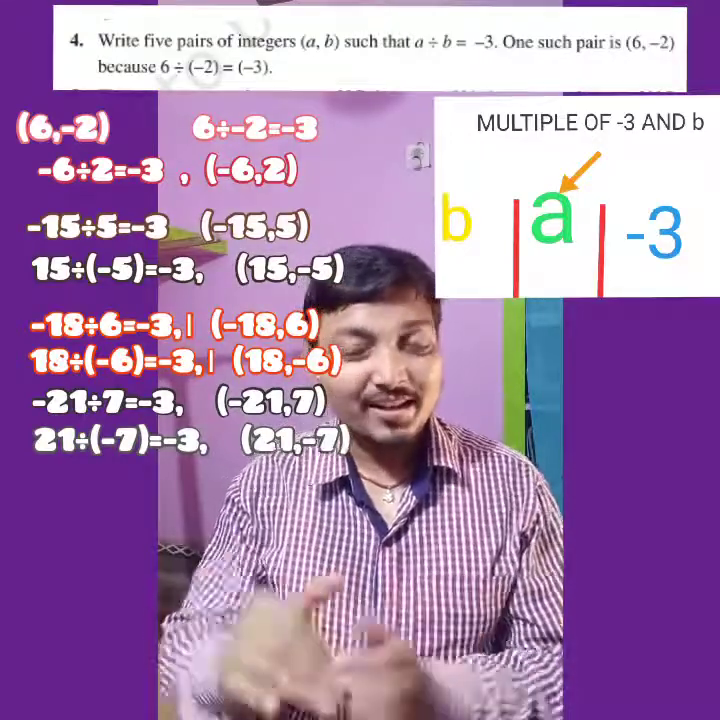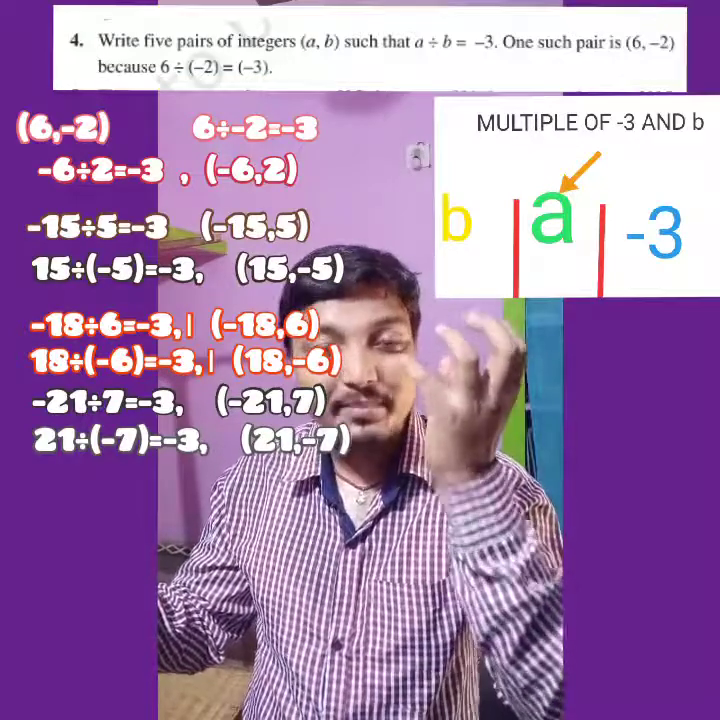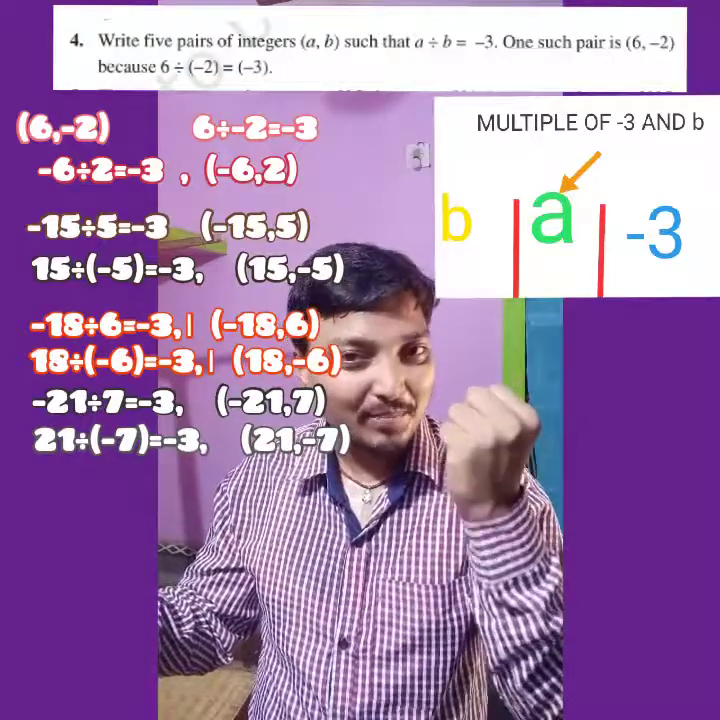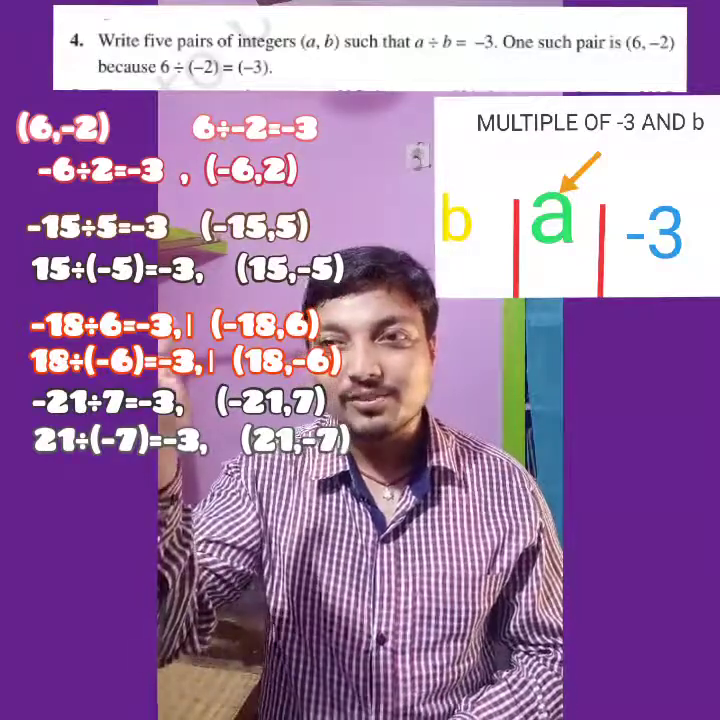Understood? Result is minus 3 means A, the number you are dividing, the dividend, should be a multiple of 3. So you just have to choose 6, 15, 18, otherwise 3. Multiples of 3 is also 3. Then 6 also you can choose, 9 also, 12 also, 15 also, 18 also, 21 also, 24 also.